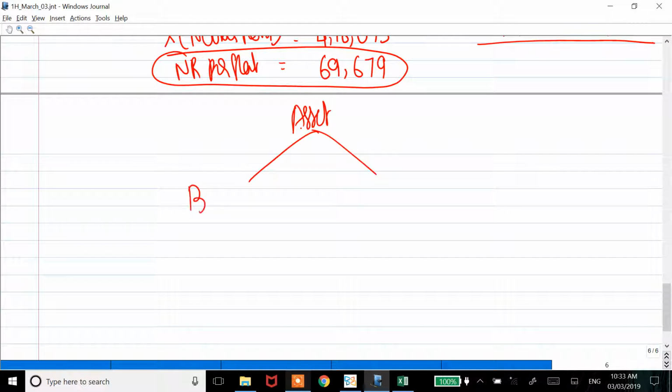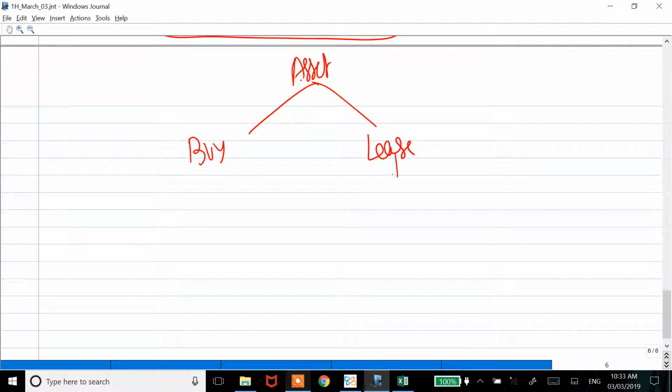Let's understand this now. Asset by lease. If it's lease, only two things happen: lease rent and tax on lease rent. That's all, nothing else is there. There's a lease rental expense and there's a tax on lease rental. So you save taxes because there is a lease rental expense. So your net expense is lower because of the tax angle.